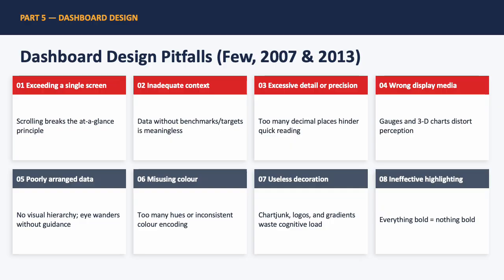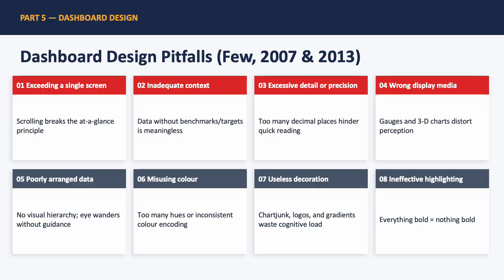The fourth is choosing inappropriate display media. The most common example being the gauge chart. A gauge conveys a single value using a large amount of space and forces the reader to decode an angle rather than read a number. A KPI card with a variance indicator is almost always superior.